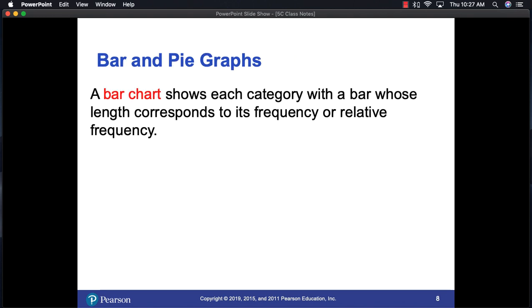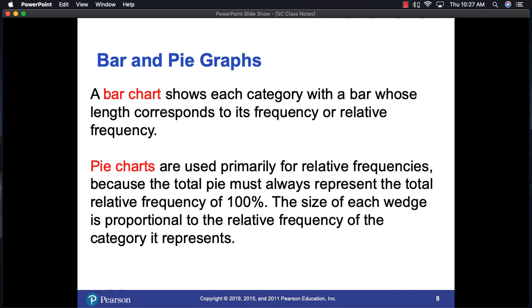Now there are different types of graphs that we need to consider as we move forward with this data. Bar charts are a very convenient and visually appealing way to represent data. Also pie charts. Keep in mind though that pie charts must always represent the total relative frequency of 100%, and that each wedge of the pie chart is proportional to the relative frequency of the category it represents.